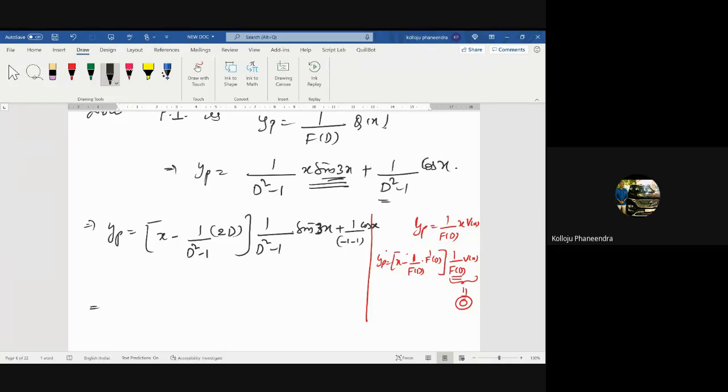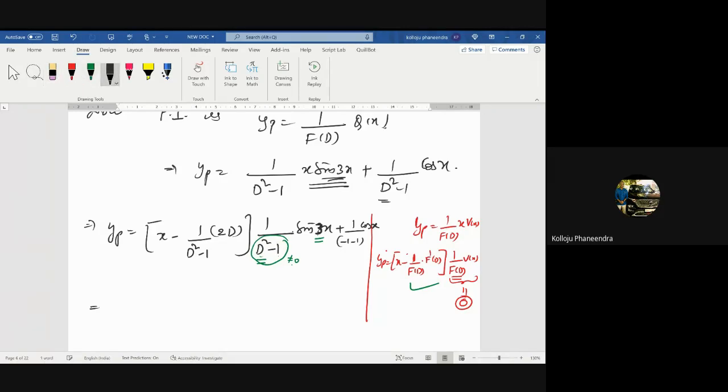Just by observing, you know whether this is applicable or not. See, remember this part. What is m value? 3 here. If I replace D square by minus 9, is it 0? This is not equal to 0. So I can apply this formula. For example, if here 9 is there, plus 9 is there, then if I replace D square by minus 9 plus 9, 0 means this formula is not applicable.